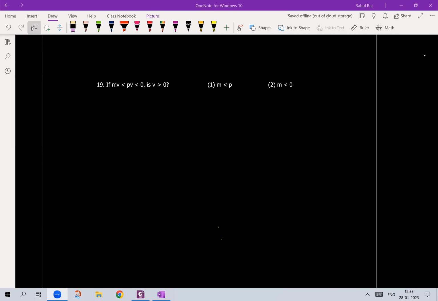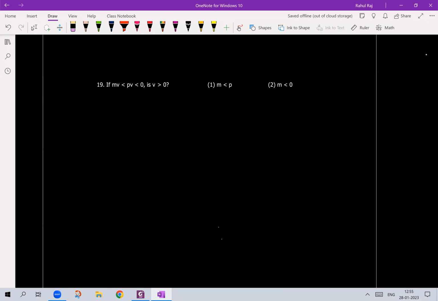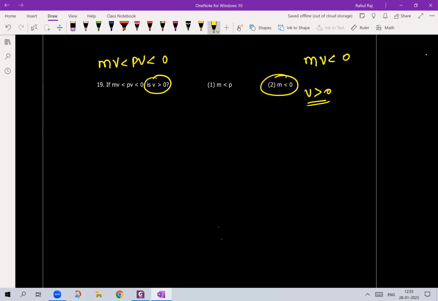See here. Now it says that MV is less than PV is less than 0. This is information that is given to you. The question you're asking is whether V is greater than 0. Option number 2 is straightforwardly sufficient, no? Because it says M is less than 0, and the information given is that MV is less than 0. If M is negative, V has to be positive. Simple logic. So sufficient. Whichever option you feel is easy for yourself, go and attempt that option.